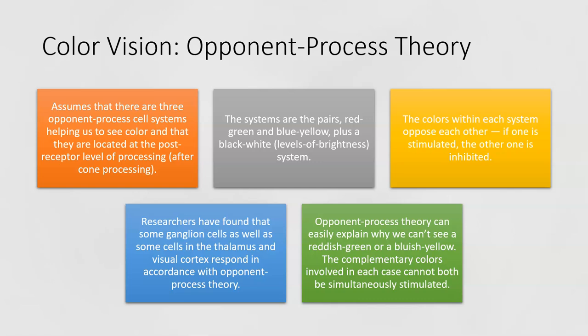Opponent process theory can explain why we have certain kinds of afterimage effects. So if you stare at an image on a white background of the American flag, for example, for a good 10-15 seconds, and then you stare at a blank white background, instead of the red and white stripes, you'll see green stripes. Instead of the blue, you'll see the opposite in the opponent process.